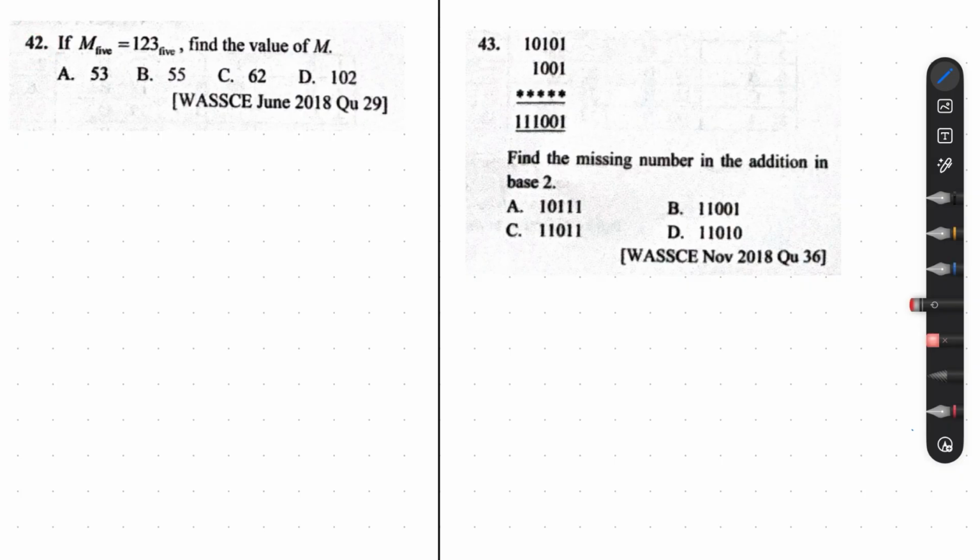It says if m base 5 is equal to 123 base 5, find the value of m. So in this question, there's actually a problem here. What's the problem? Here we have base 5, base 5. So I went back and checked the book, and I realized that this is supposed to be base 6. So the correct question is m base 6 is equal to 123 base 5.